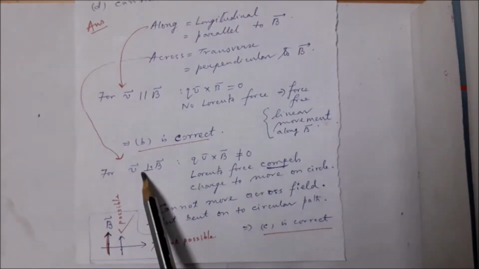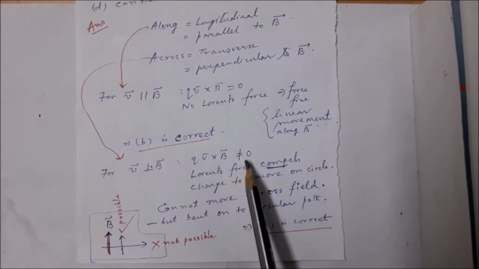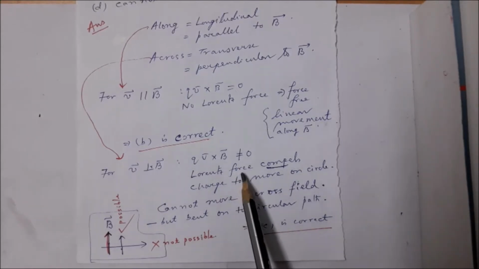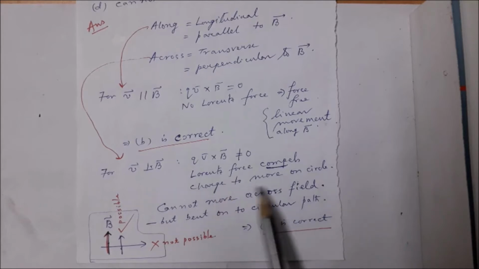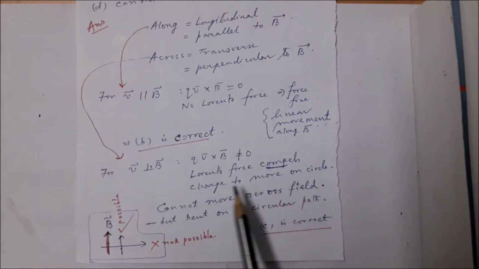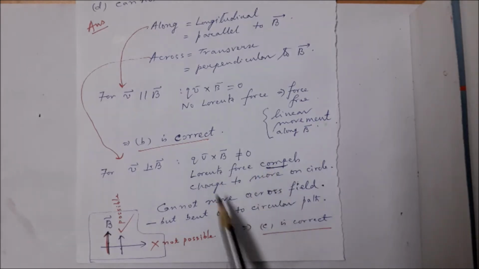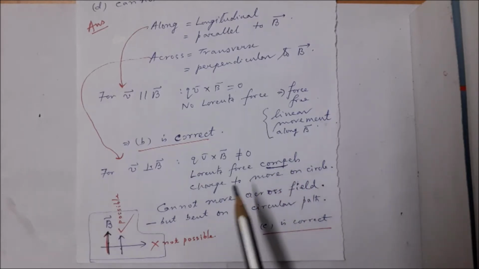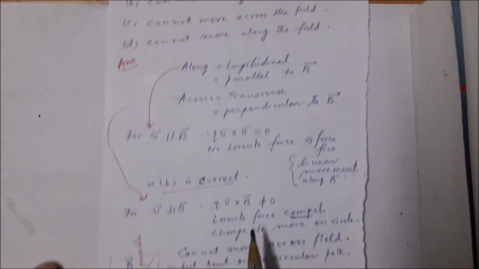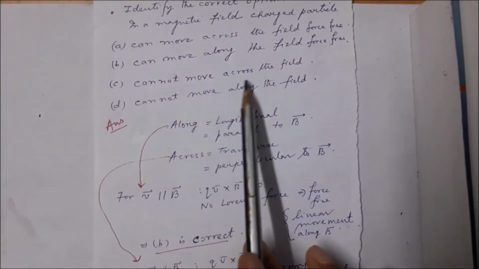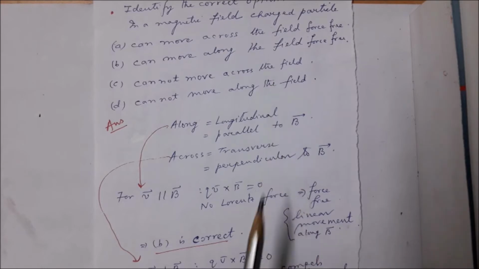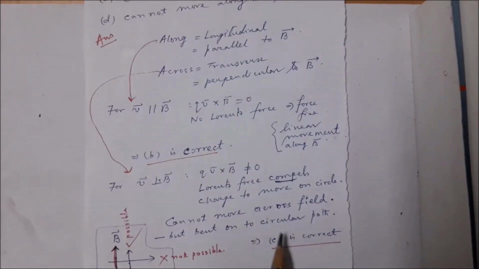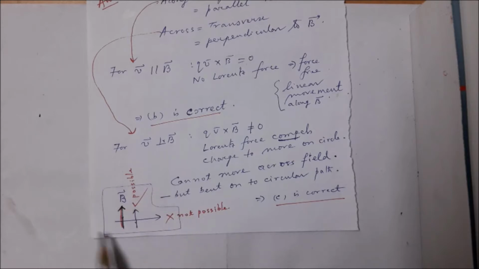Again, for perpendicular entry, q into V cross B is not 0. There is a Lorentz force which forces the charge to move on a circle. The charge bends or curls and has to trace a circle. So the charge is not force free and also cannot move across the field but has to bend. So option C, cannot move across the field, is correct. So here option B is correct and option C is correct. So in a nutshell, we can refer to this figure.